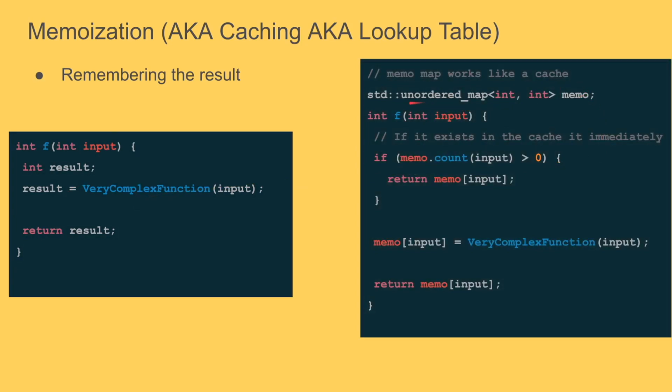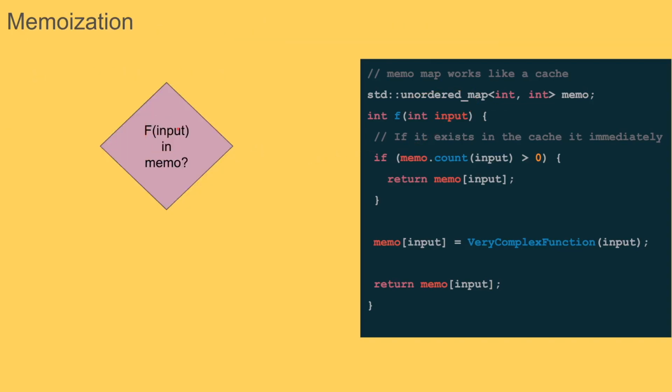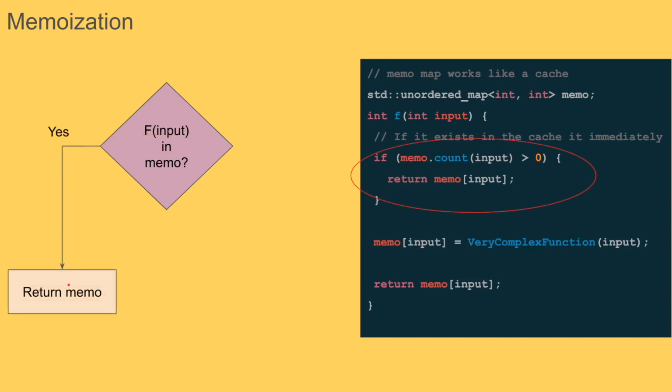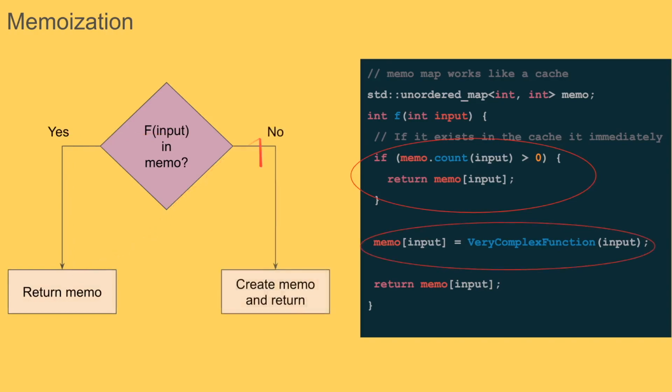It can be a map or a vector or an array. And then we first check to see if the answer is in the memo. In that case, we return the memo value. Otherwise, you create the memo location and return. So we first check to see if the answer is in the memo. In this case, we are done. We return the value. Otherwise, and only then, do we perform the complex calculation and then return the value.